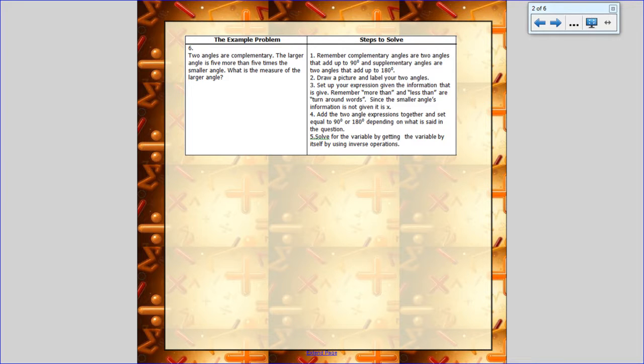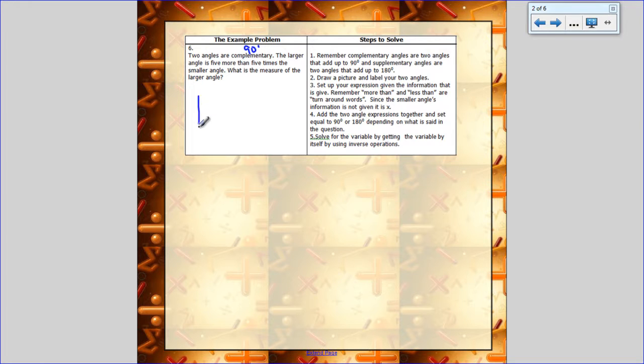So we'll look at our steps. Step 1 says to remember complementary angles are two angles that add up to 90 degrees, and supplementary angles are two angles that add up to 180. So these are complementary, which means I'm going to have two angles that equal 90 degrees. So we're going to draw a picture and label our two angles.